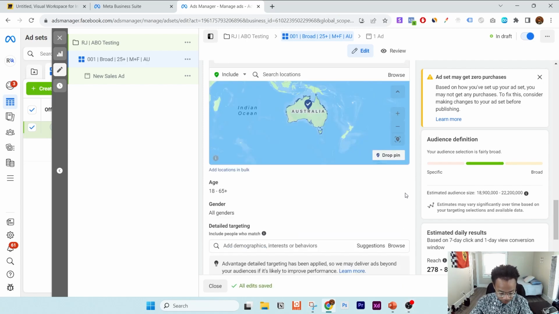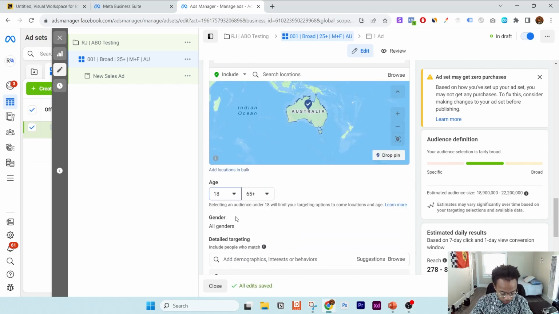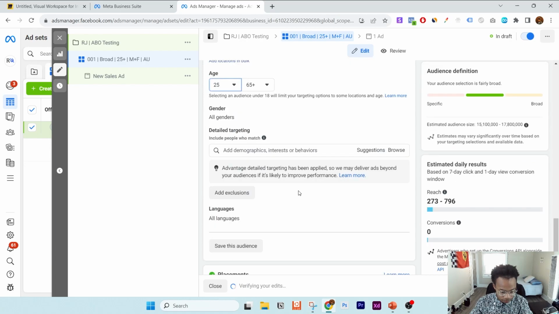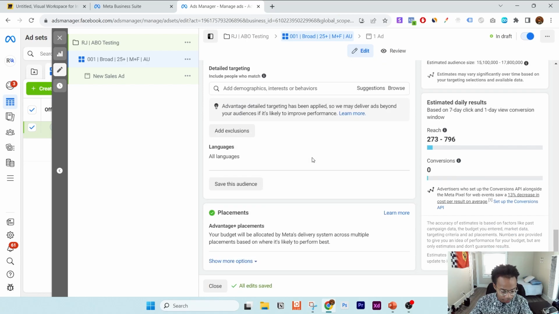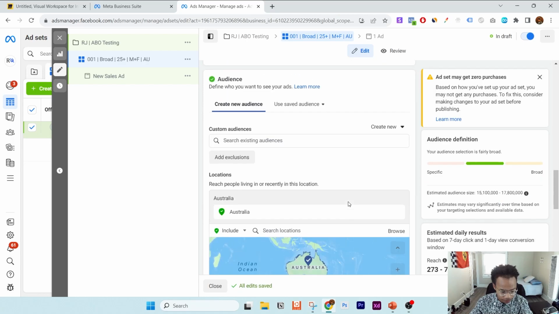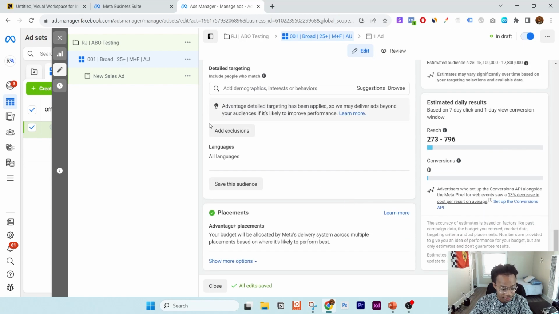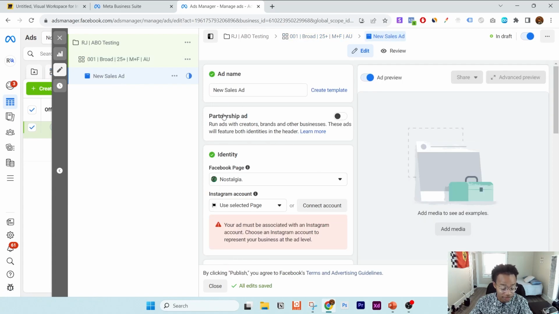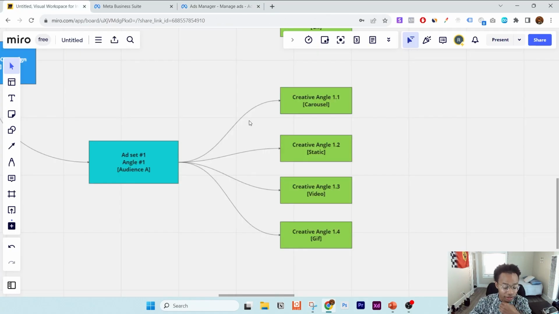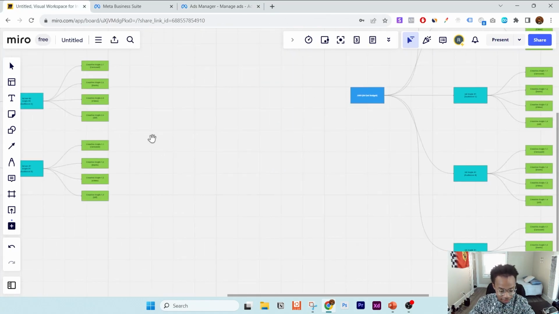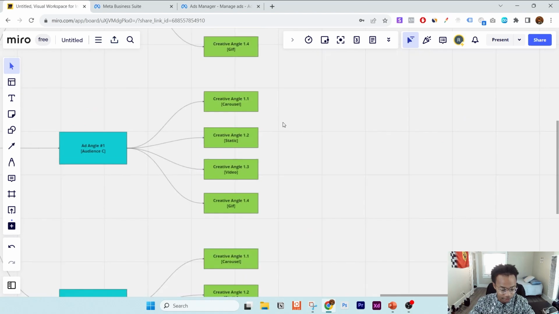Change your age, 25 plus. Leave it broad. No detailed targeting, no interest. Right? And this will be the ad set. And what we're going to do is we're going to repeat the same kind of process that we did for the CBO campaign.